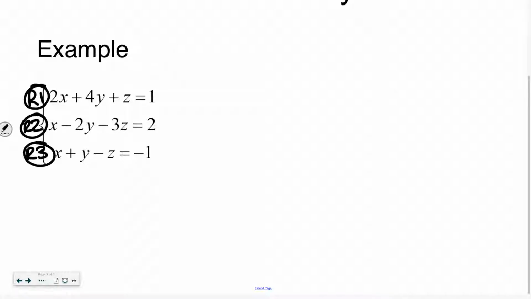So let's do that. Now, those people who said X, are they wrong? No, you could eliminate X's. That's fine. And you can even do Y's because each of them has a coefficient of 1. They're really easy to work with. But I would argue if we want to do the least amount of work possible, we're probably going to eliminate the Z's. Okay, so let's copy row 1 and row 3.